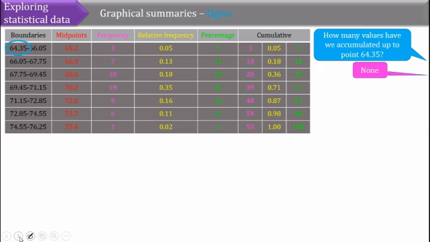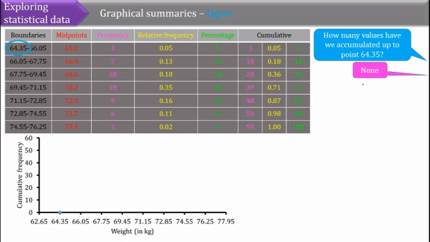Now the next type of graph after the histogram and the frequency polygon is what we call the ogive. The ogive is a cumulative graph. So if we think of cumulative, then these last 3 columns should come to mind because we are accumulating. We'll start off by asking the question, how many values do we have accumulated up to 64.35, which is the very first boundary that we have?